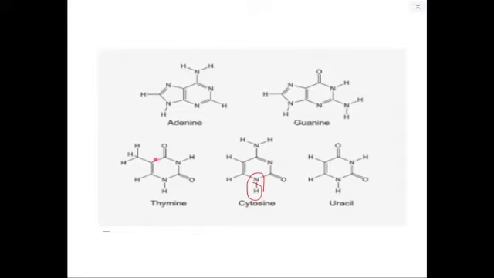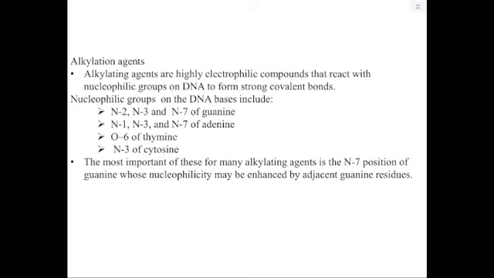So for thymine, usually the oxygen 6, and for cytosine, N3. Those are the areas that are more likely. The others are possible, but those are the ones which have the higher susceptibility. But as I have said, the one with the highest susceptibility of alkylation is guanine N7. And you find that most drugs indeed will alkylate guanine N7.